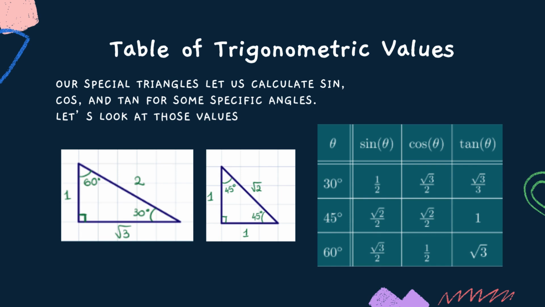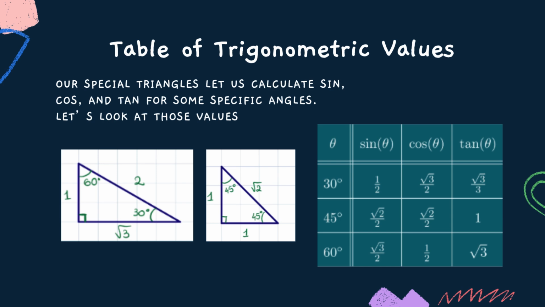We can write those values down in a table. Here's that table. Do you notice anything about the rows for sine and cosine? That's right, they're the opposite of each other. Sin 30 and cosine 60 are the same. So are sine 45 and cosine 45.